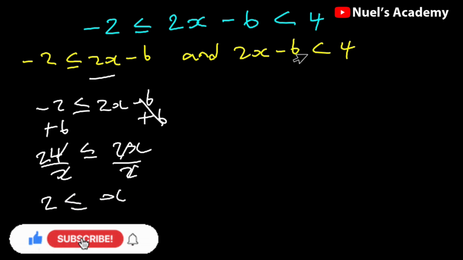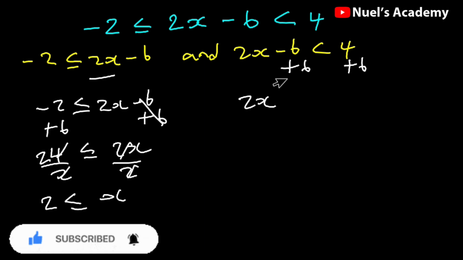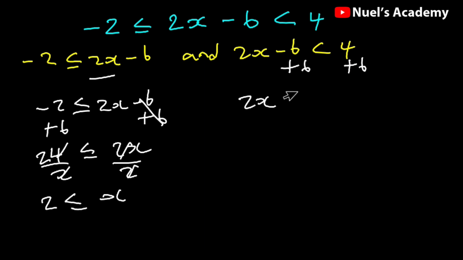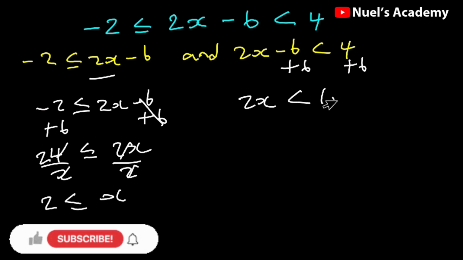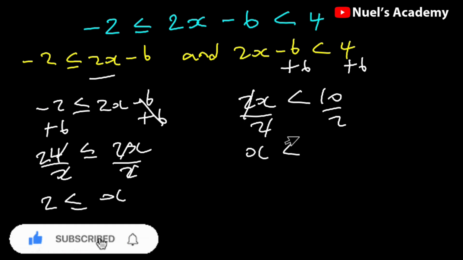To solve this part of the question, we are going to add 6 to both sides so that we have 2x. Negative 6 plus 6 is 0, so it's less than 4 plus 6, which is 10. Let's divide both sides by 2. So x is going to be less than 10 divided by 2, which is 5. So we have that x is less than 5.